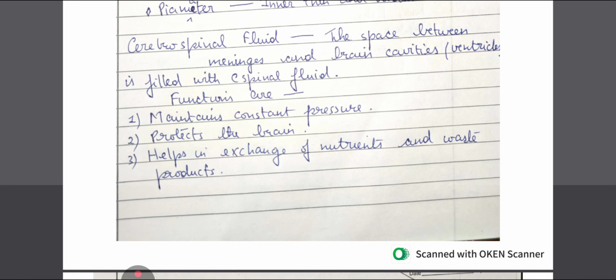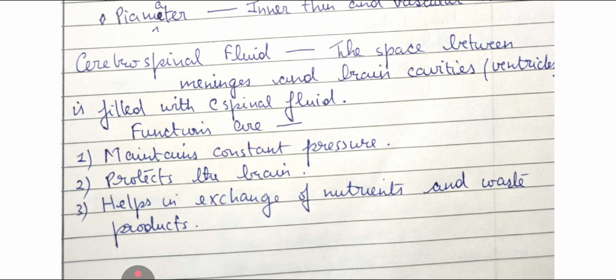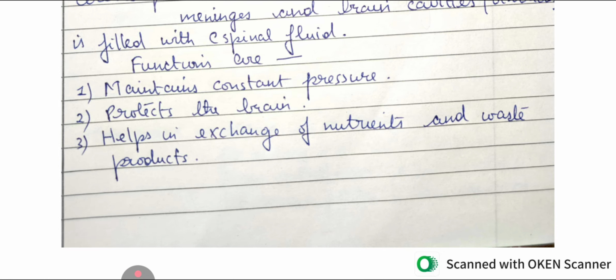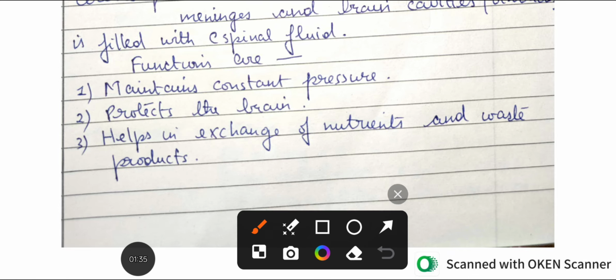Then we have cerebrospinal fluid. The space between the meninges and the brain cavities, the ventricles, is filled with cerebrospinal fluid. What are its functions? It maintains constant pressure, protects the brain obviously, and helps in the exchange of nutrients and waste products. These are the three major functions of cerebrospinal fluid.